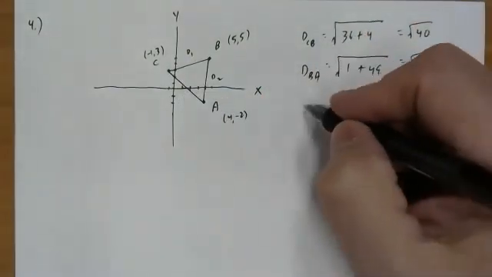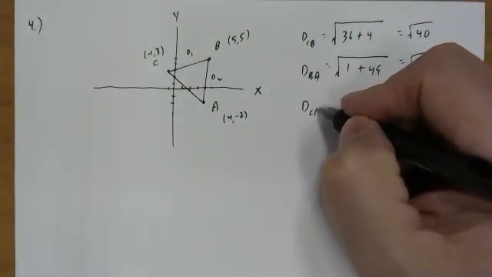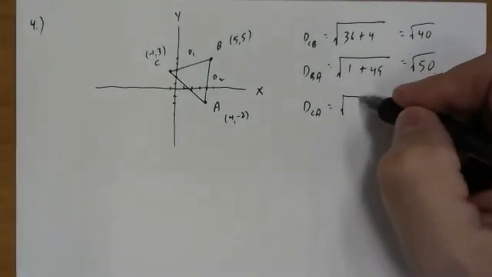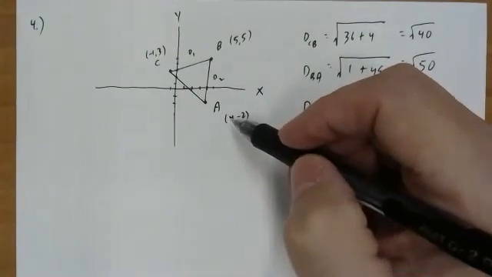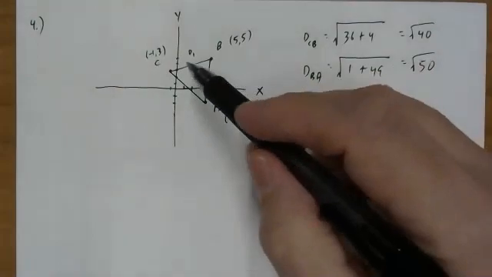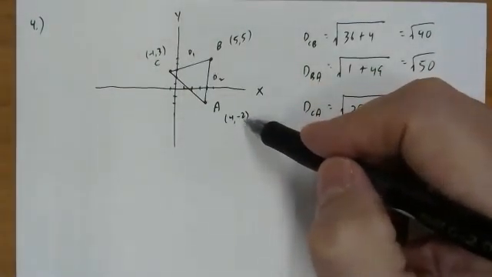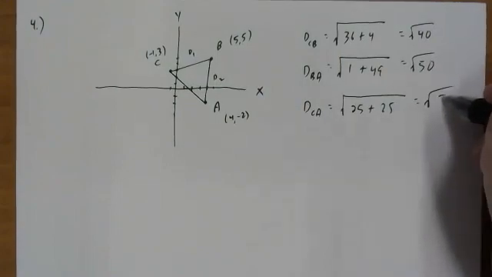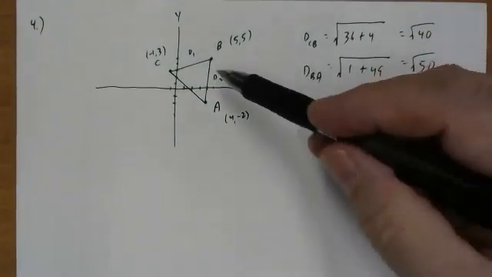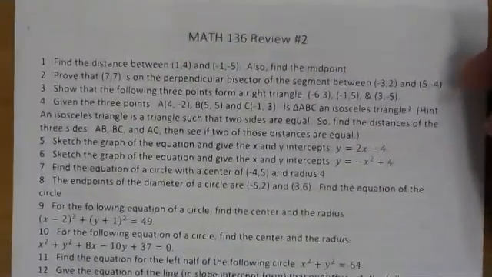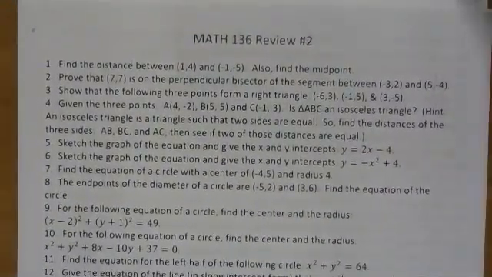So I have to do the distance between C and A. Hopefully it's the same as one of these. -1 minus 4 is -5 squared. 3 minus -2 is 5, which is 5 squared. Okay. So it looks like BA and CA are the same. So we confirm it is an isosceles triangle. All right.